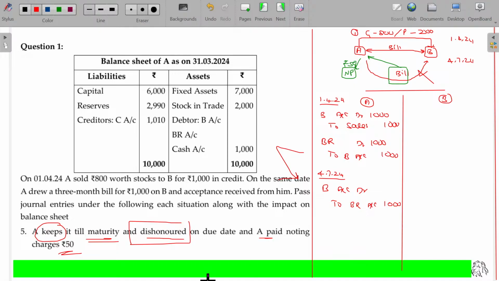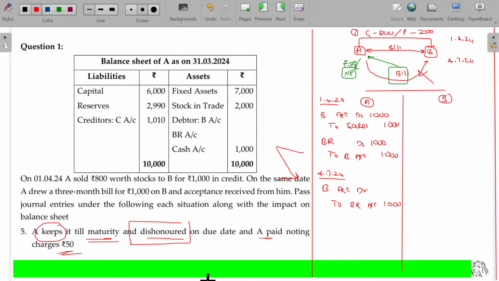How much now you have to recover from B? B has accepted a 1000 rupees bill for the goods supply. I expected the 1000 may be recoverable 3 months later, but 3 months later he failed to pay the 1000. So immediately I am reversing that entry, so that BR becomes credited and BR is cancelled. Again, B has to pay me 1000.